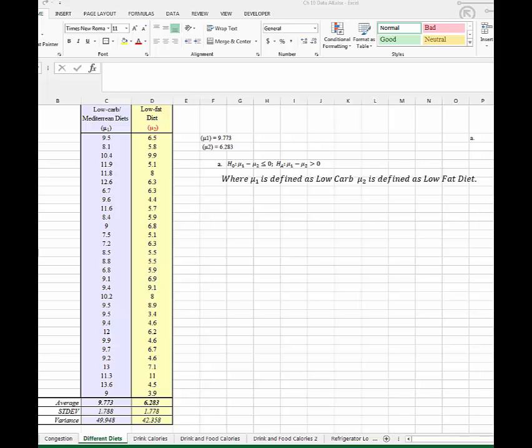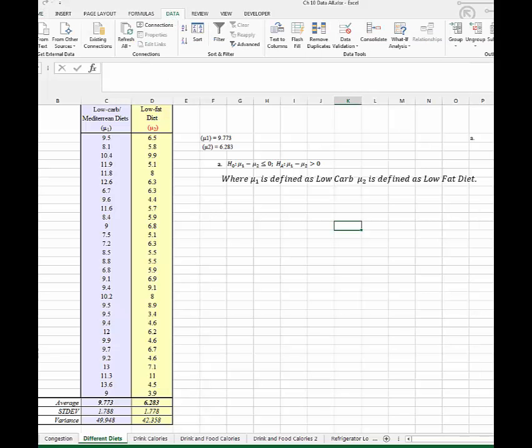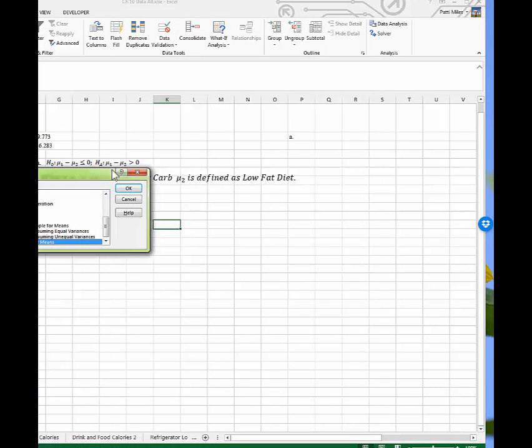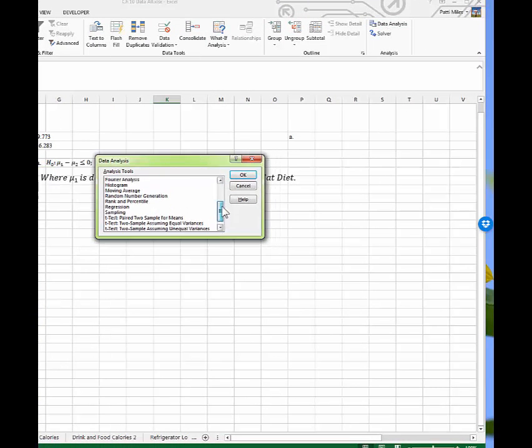Now for this test, what we want to do is use a t-test assuming equal variances. A t-test is just a way to test between two populations to see if there is an actual difference when we consider both the mean and the variance around the mean. So we just go in here to Data and then over to Data Analysis.